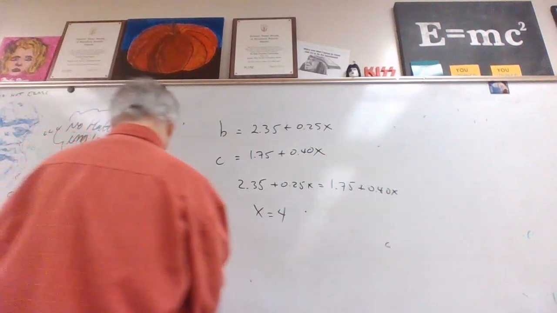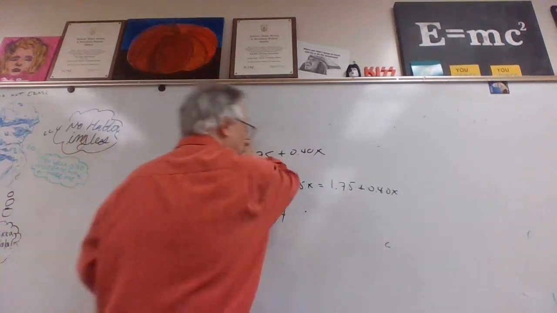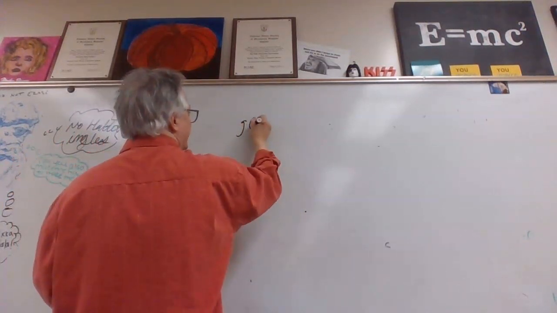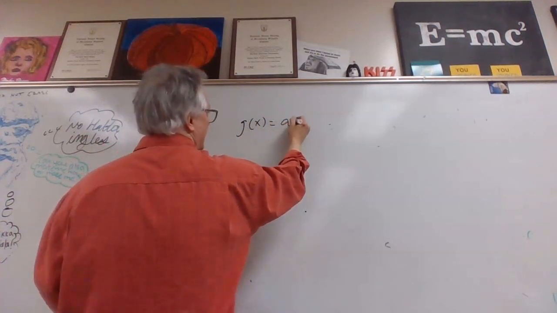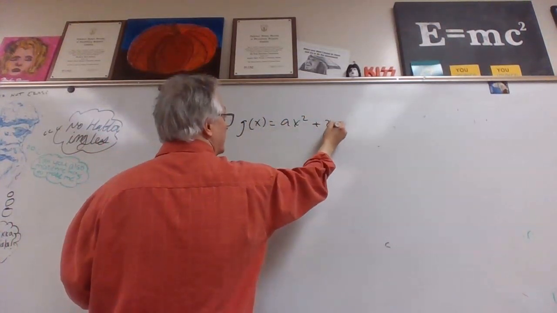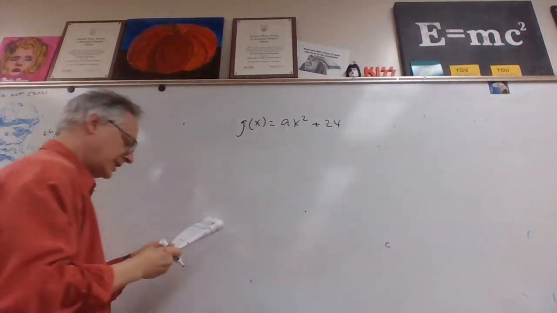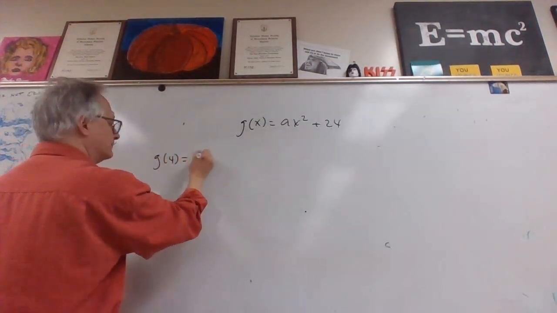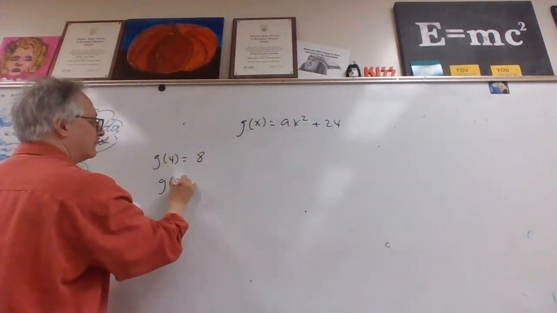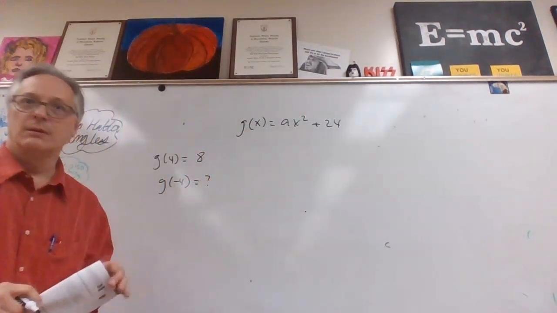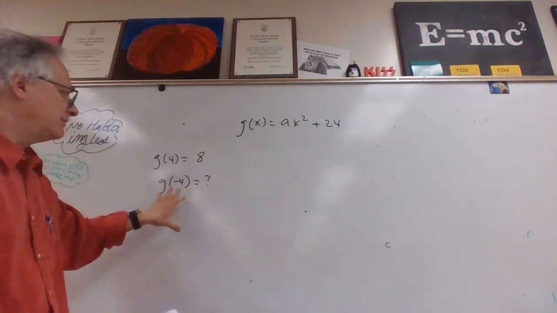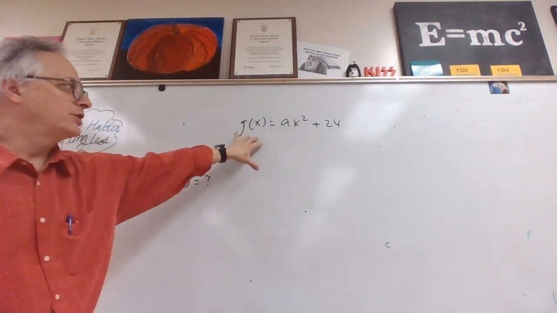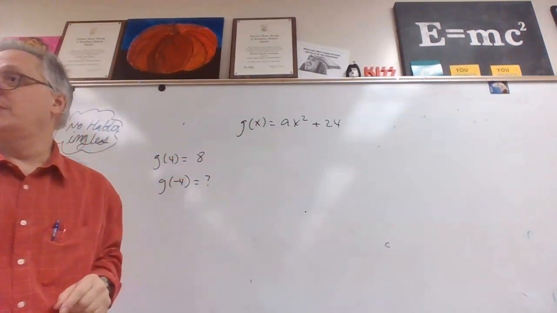All right. This next one is really good. They're giving you this function, g of x is equal to ax squared plus 24. And they're saying g of 4 is equal to 8. And then they say g of negative 4 is equal to what? So in order for us to evaluate this function, you have some given information. What do you think we need to get first?